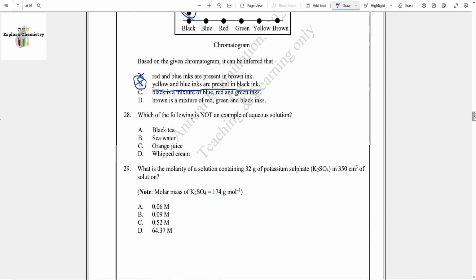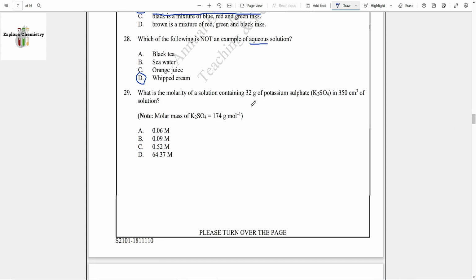Number 28, which of the following is not an example of aqueous solution? Whipped cream is not made in water. Aqueous solution means the solution which is made in water. Solvent is water. Number 29, what is the molarity of solution containing 32 gram of potassium sulfate and 350 centimeter cube? Molarity we need to find out.